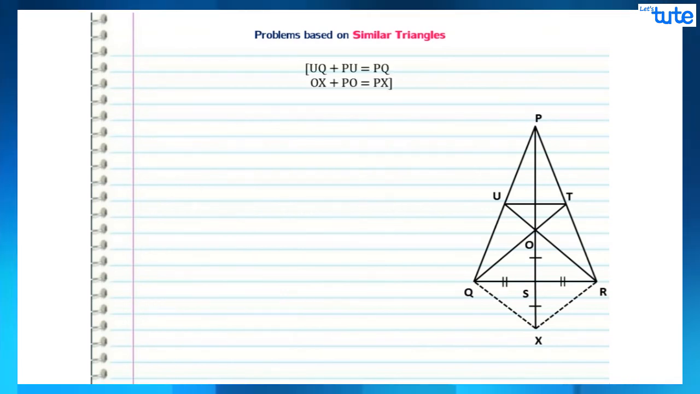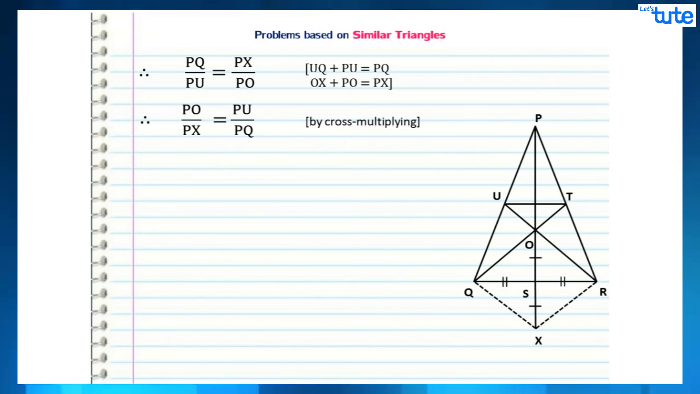But since UQ plus PU equals to PQ and OX plus PO equals to PX, we get PQ upon PU equals to PX upon PO. On further cross multiplying, we get PO upon PX equals to PU upon PQ. Here, we prove the first part of the sum. Next, we have to prove that UT is parallel to QR.